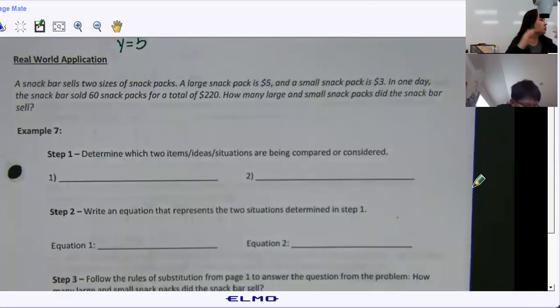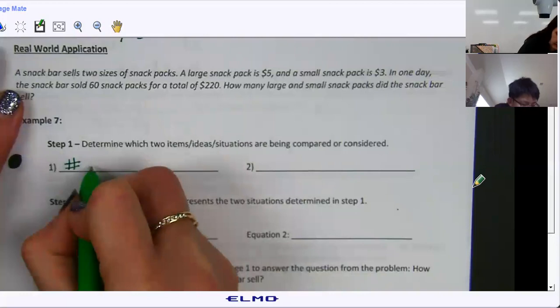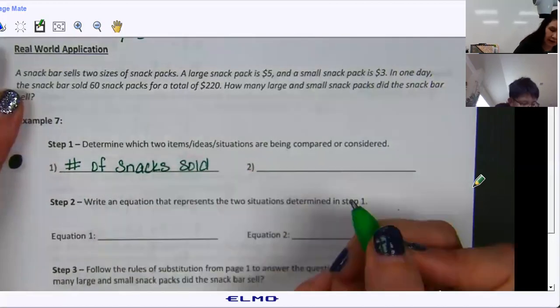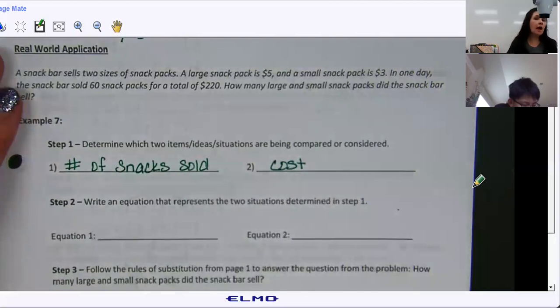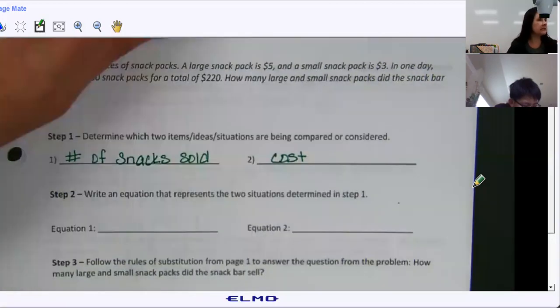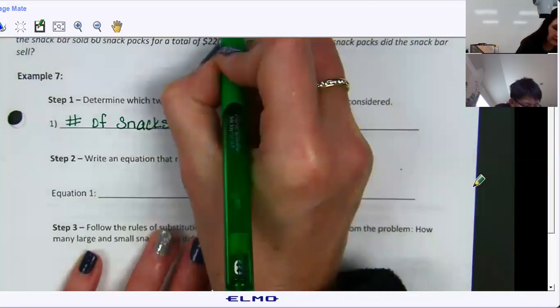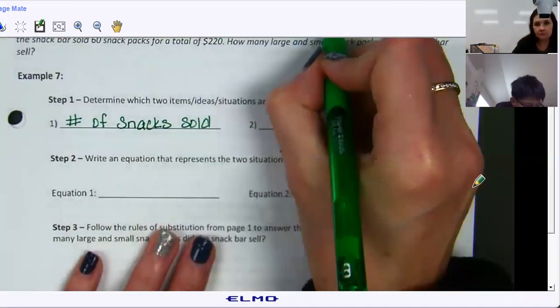So we have to figure out what are the two ideas here that we're comparing. One is that we're comparing the number of snacks sold, and we're also comparing the cost. So when we pull out our two equations, we're going to pull out one equation that represents the total cost and one equation that represents the total number of snacks sold. So let's look at the cost first, because sometimes that's the easier one to find. Based on the fact that a large snack pack is $5, we're going to label that G, and then a small snack pack is $3, we're going to label that M. G and M.